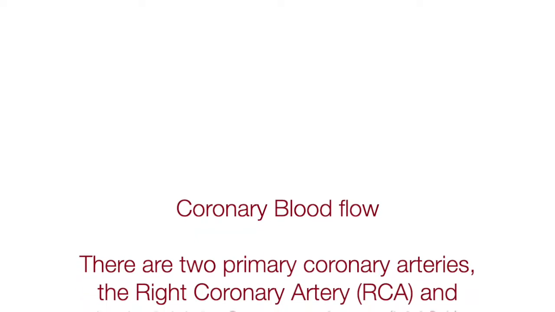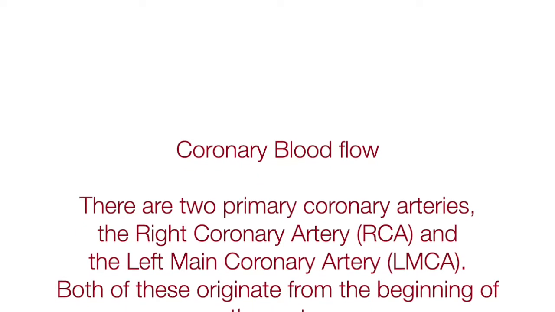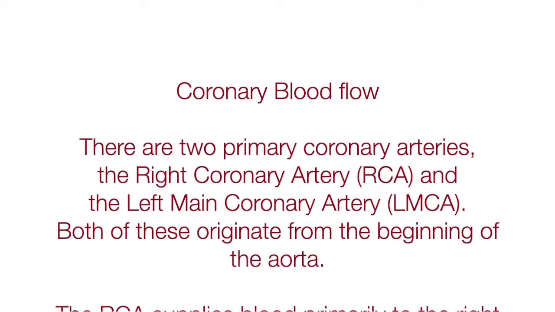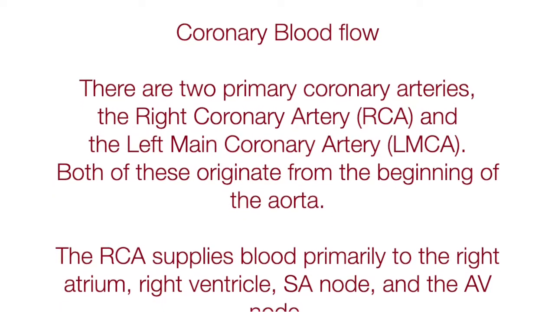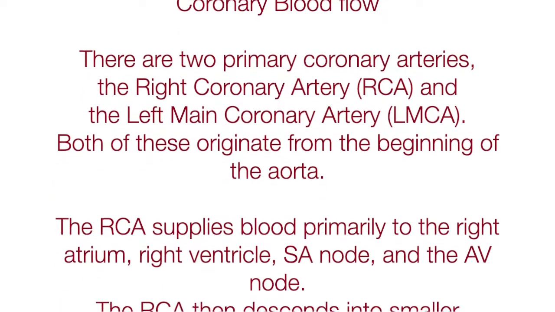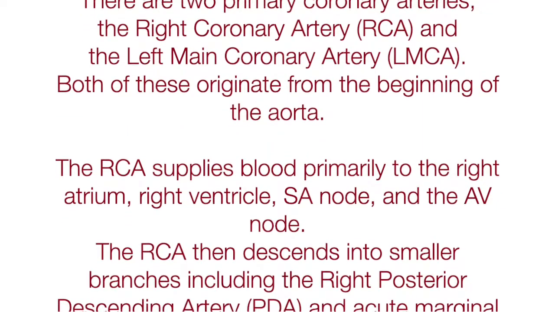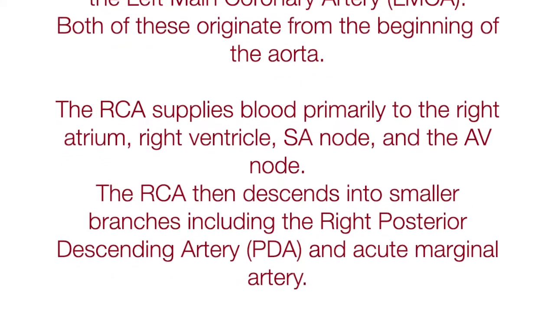Now we will see the coronary blood flow in detail. There are two primary coronary arteries, the right coronary artery, RCA, and the left main coronary artery, LMCA. Both of these originate from the beginning of the aorta. The right coronary artery supplies blood primarily to the right atrium, right ventricle, SA node, that is sinoatrial node, and the AV node, atrioventricular node.